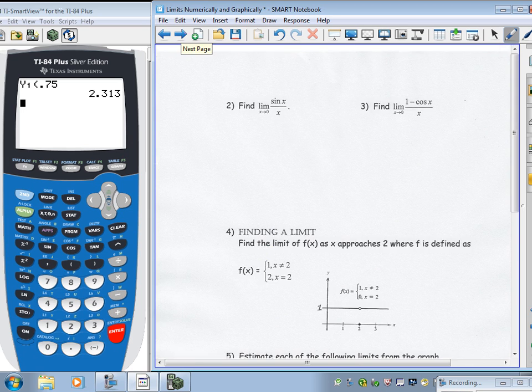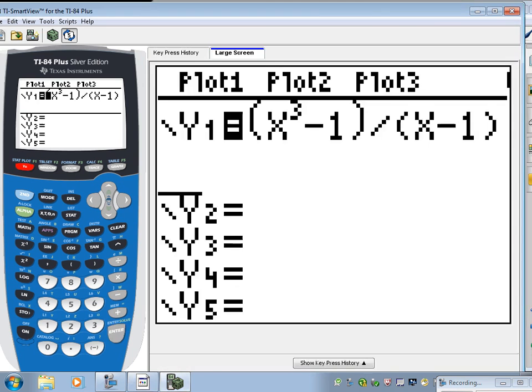Okay. Let's look at number 2. It says, find the limit as x approaches 0 of sine x over x. Right now, all we have is the graph of this, or we can look at a table for this. I want to do both things. So let's go to the calculator.